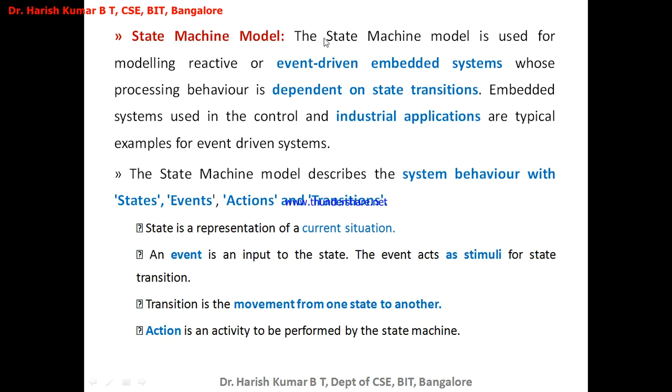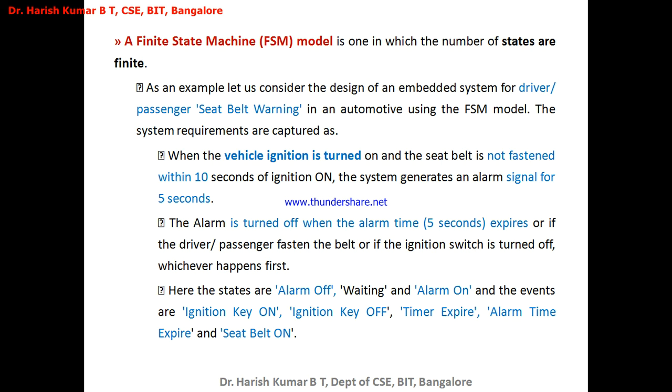Now again, this is the state machine model that I told you about. In the state machine model, you have something called the finite state machine model. If the system has a finite number of states, then it can be modeled by using the finite state machine model, FSM. We have taken the example of a driver or passenger seatbelt warning in order to explain the finite state machine model. I can give you another example also.